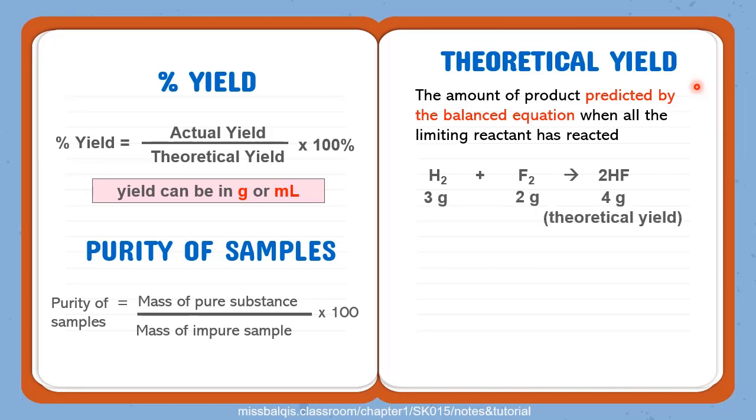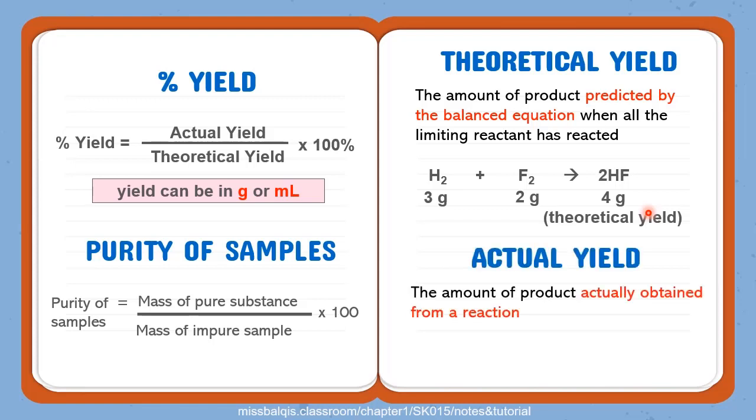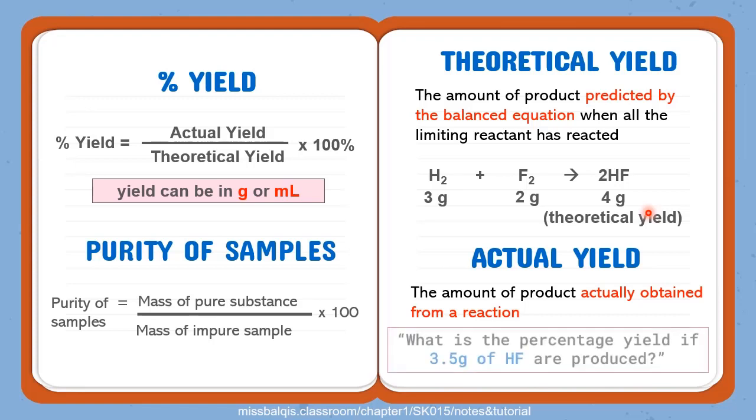So you know, the theoretical yield, sometimes they already give you like this. It all depends on the question itself. How do they ask you? What kind of statement have they made? And then the actual yield is the amount of product actually obtained from a reaction. Sometimes it will be given in the question, like, what is the percentage yield if 3.5 gram of HF are produced? We already produced the 3.5 gram of HF. That means that is your actual yield. That is your pure substance, in other words.